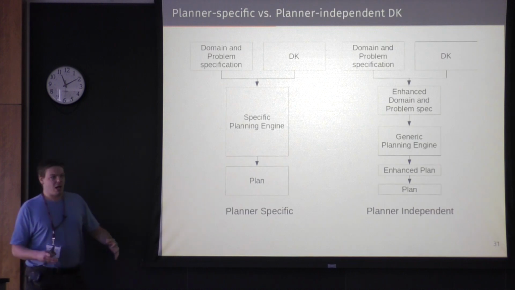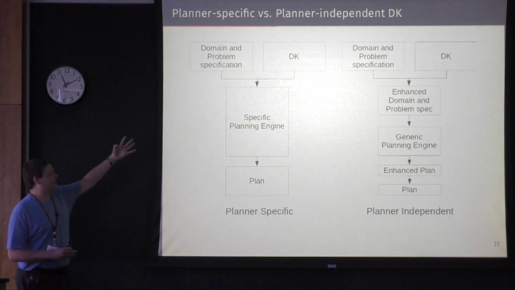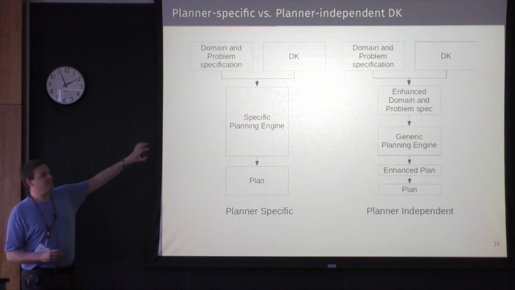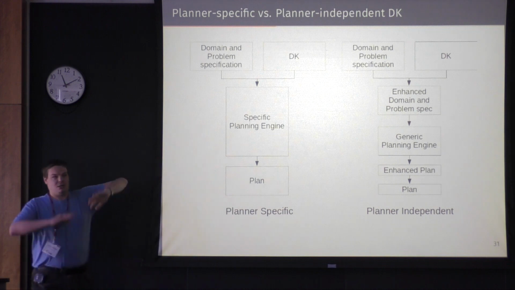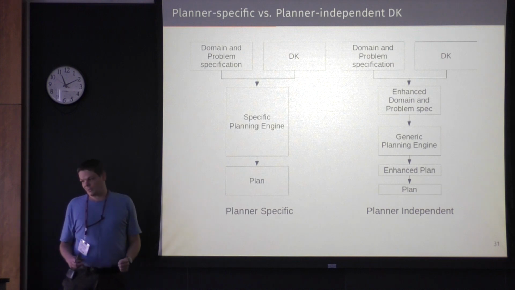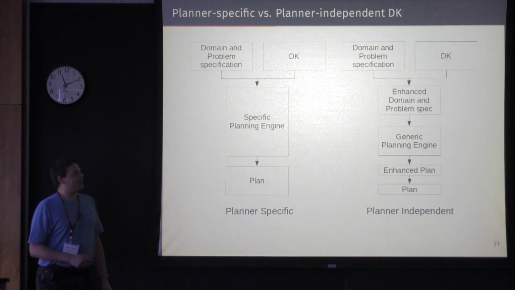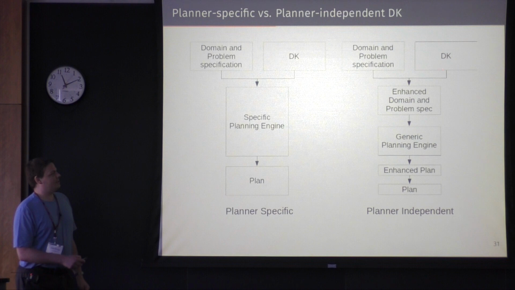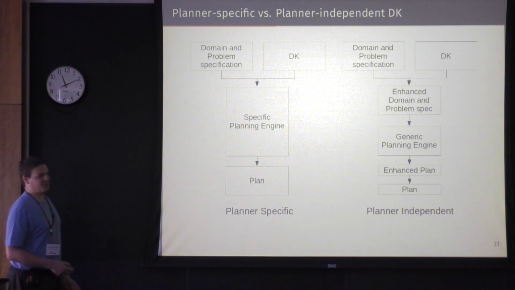To explain planner specific and planner independent strategy is basically what I already said. For planner specific, you have a domain and problem specification, for instance in PDDL, you specify domain knowledge, then you put it into a specific planning engine that will generate a plan, right? But for planner independent, you can still specify the domain model and problem specification in PDDL and the domain knowledge in some language. But what you have to do is take these components and translate them into what we would call an enhanced domain model and problem specification.